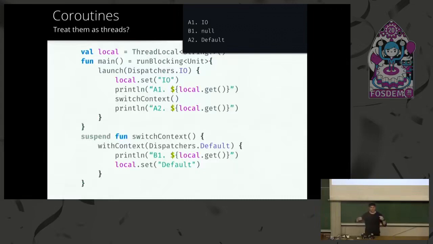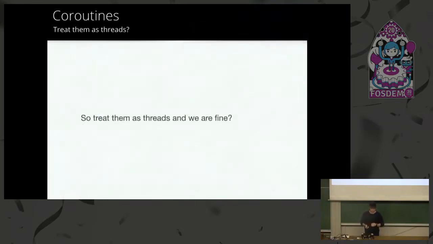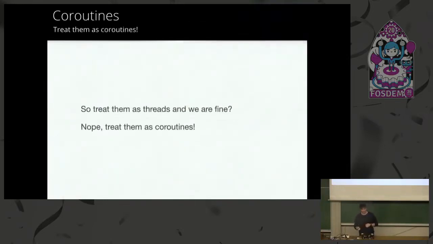it reads wrong in your head when you have a coroutine with different thread local values. So I would suggest, just for your own sanity, to not combine those, because it's not readable code to have this different. So we should treat them as coroutines.